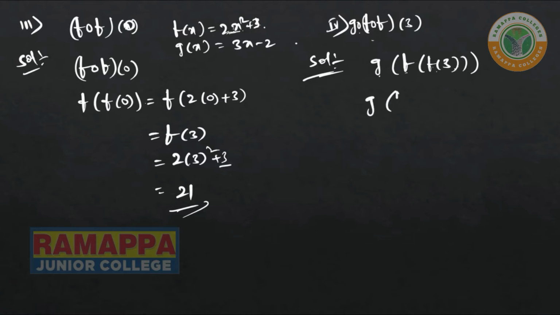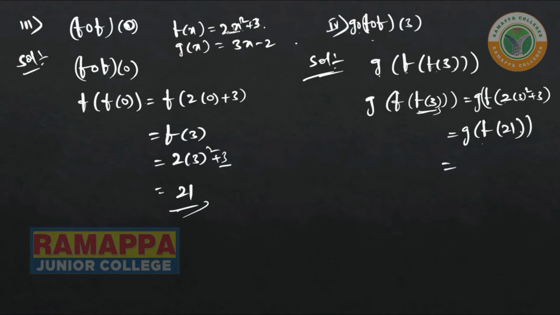So g of f of 3 is equal to g of f of 3, if I substitute, what is the value? 2x square, 3 square plus 3 it will become, 3 square is 9, 9 twos are 18 plus 3, 21 here, and it will become f of 21, means we have to substitute in the x square, 21 whole square plus 3 here. So it will become 21 square is equal to how much? 441 here. 21 square is equal to 441.